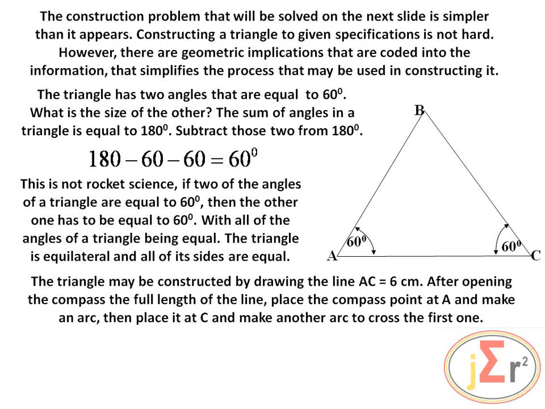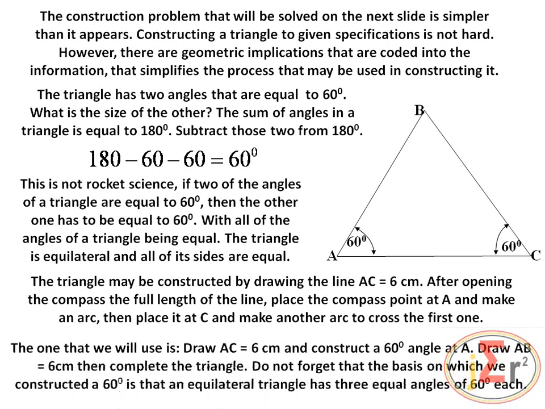So if we open the compass to the length of the line that we have there, which is 6 centimeters, we open it to the full length of the line. If we put it at one end and make an arc, put it at the other end, make an arc to cross the first one, it means that we would have constructed an equilateral triangle with all sides equal to 6 centimeters. As long as it is equilateral, all angles will be equal to 60 degrees. No matter what the length of each side is, as long as it is equilateral, all angles will be equal to 60 degrees.